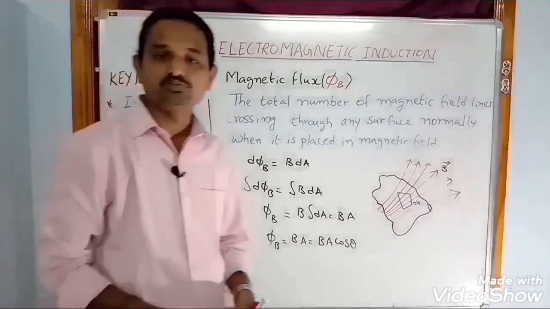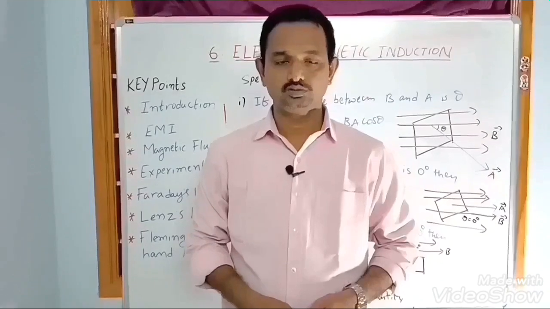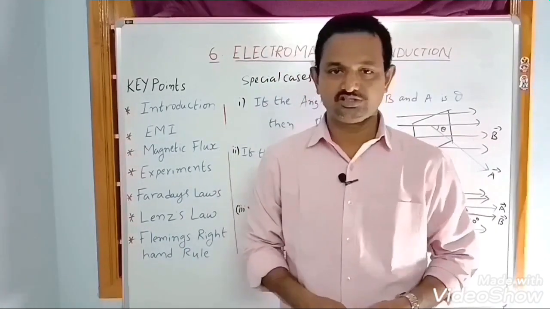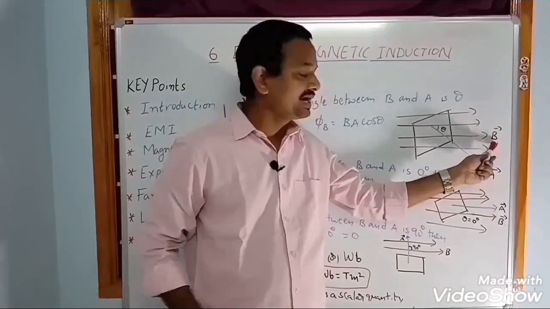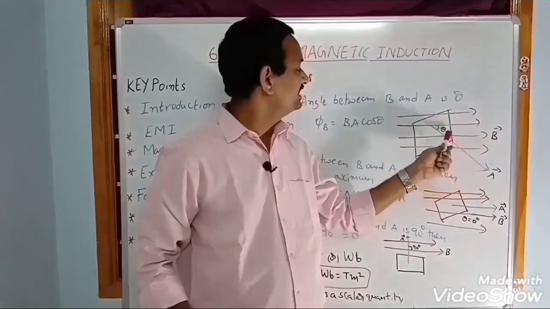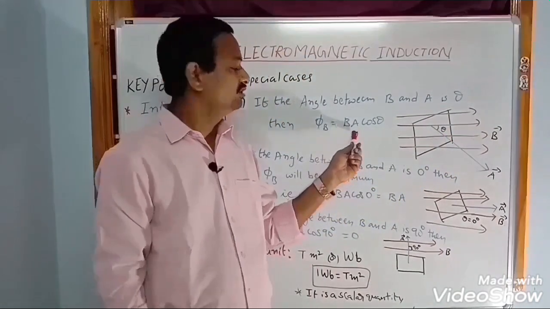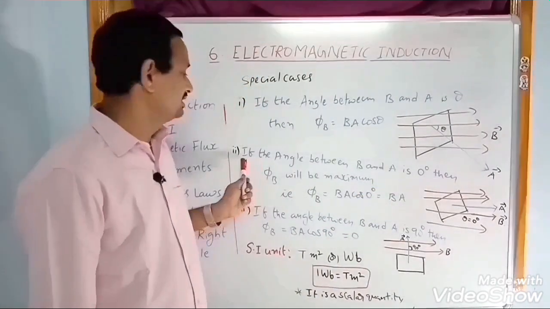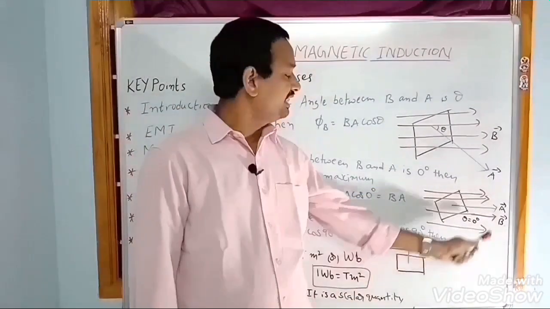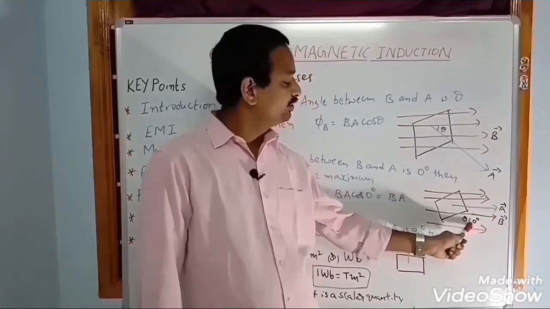So here we have some special cases. Now we will discuss that. Now, special cases. If the angle between the strength of the magnetic field and the area vector is theta, then magnetic flux phi b equals BA cos theta. Second case, if the angle between the area vector and the strength of the magnetic field is 0 degrees.